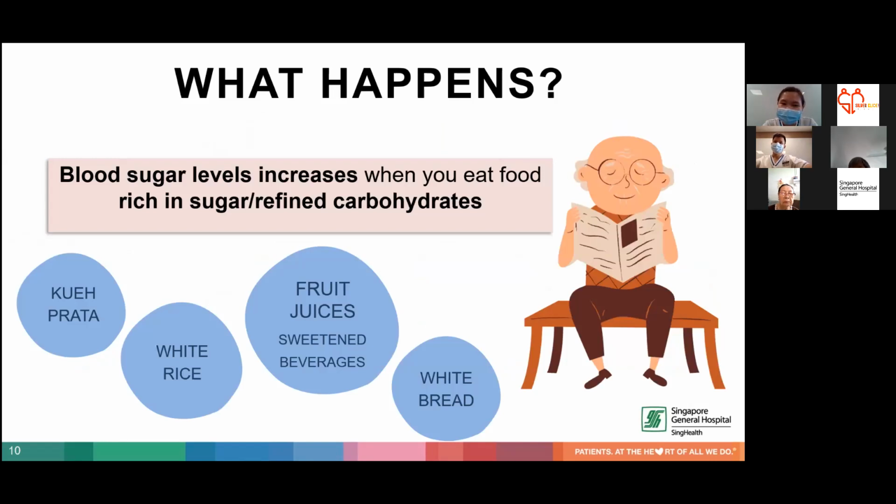So do you know that when we eat food high in sugar or refined carbohydrates, our blood sugar will increase instantly? So what are the examples of food high in sugar or refined carbohydrates? For example, some of us may like kueh, some of us may like prata, or in common life, we usually eat white rice, white bread, and we may also enjoy some fruit juice or sweetened beverage like soft drink or 3-in-1 beverages. So these are the food or drink that is high in sugar.